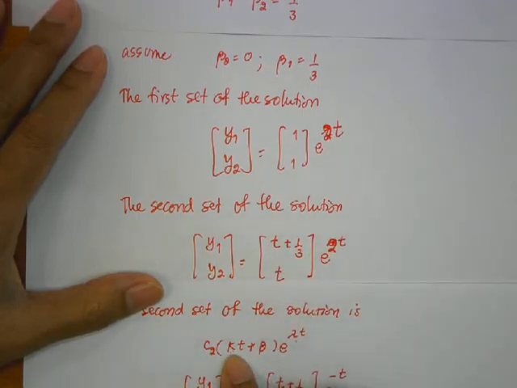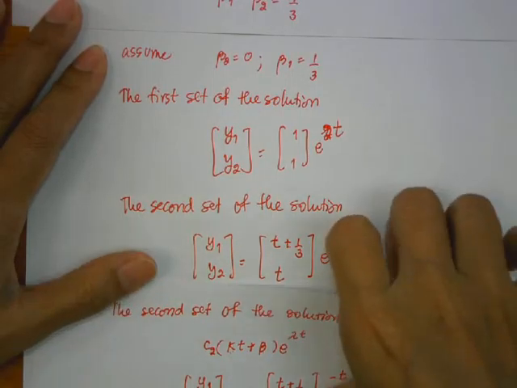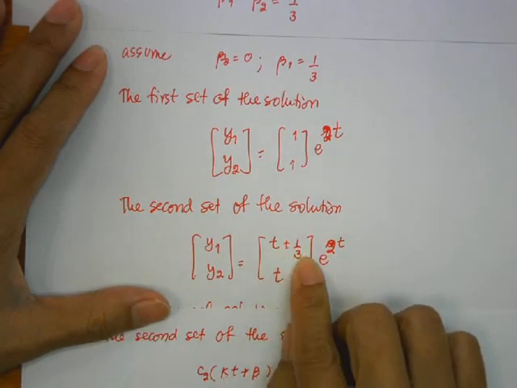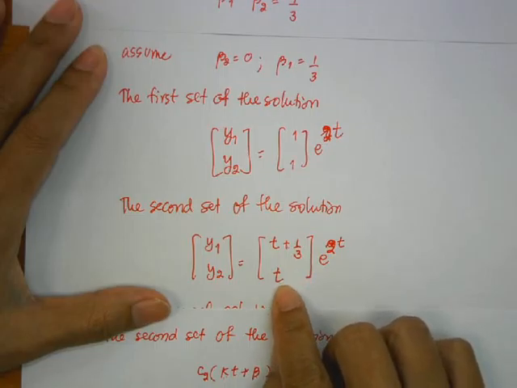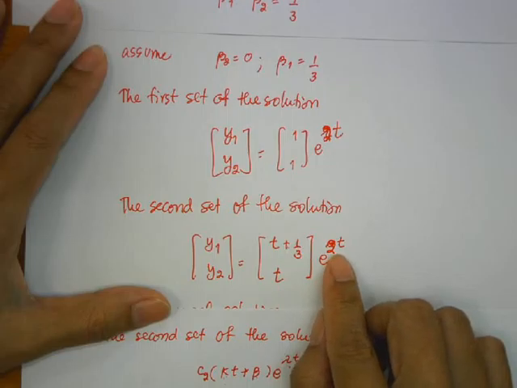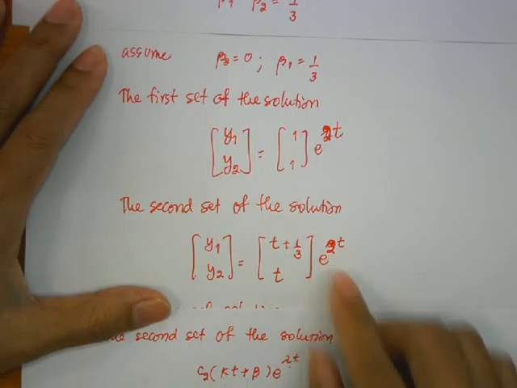For the second term, k2 is equal to 1. So you have 1 times t here, and for beta 2, we just assumed that beta 2 is equal to 0. So we would get 0. That's why we got t plus 1 over 3 on top, and down here we got only t, times exponential of lambda t, where lambda is equal to 2.